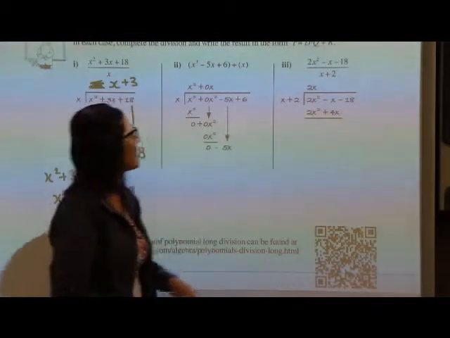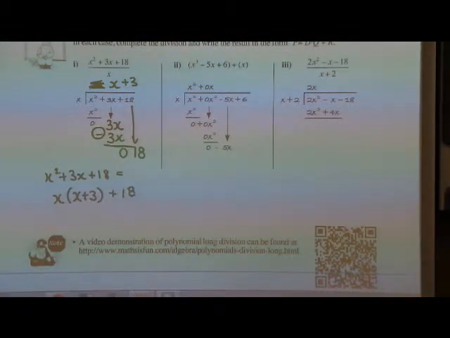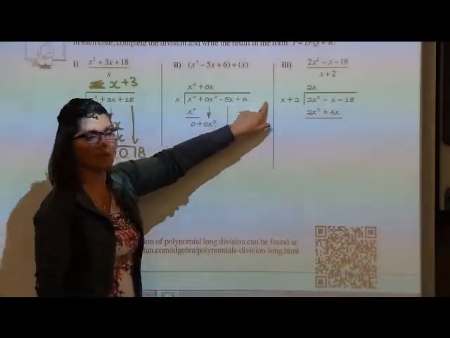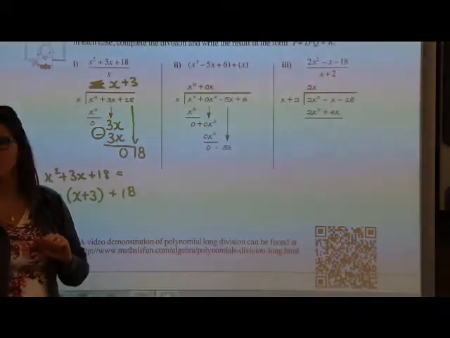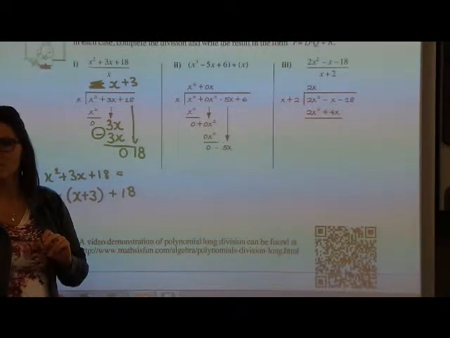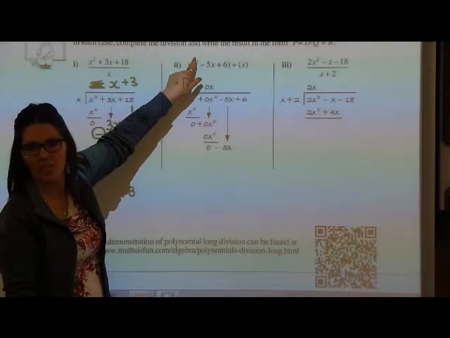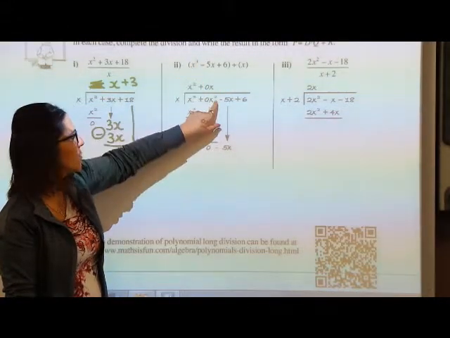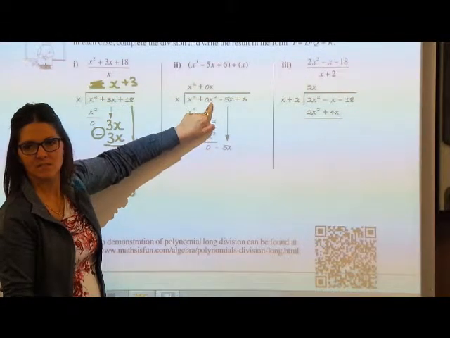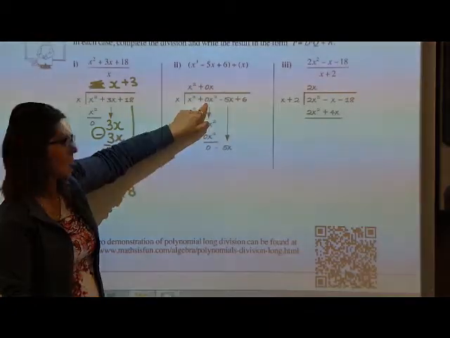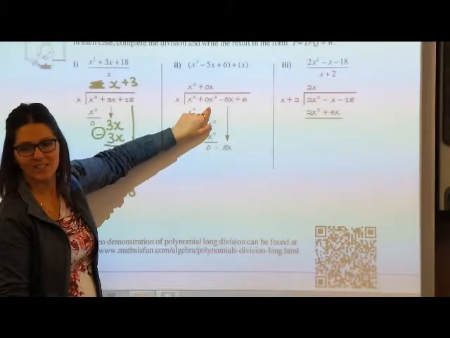So again, if I look at x cubed minus 5x plus 6 divided by x, what do you notice about the way that it's written in here? What's the difference between the polynomial written here and the polynomial written here? Oh, the one inside the divisor sign is exactly... Okay, but what else do I have in here? I have a 0x squared.